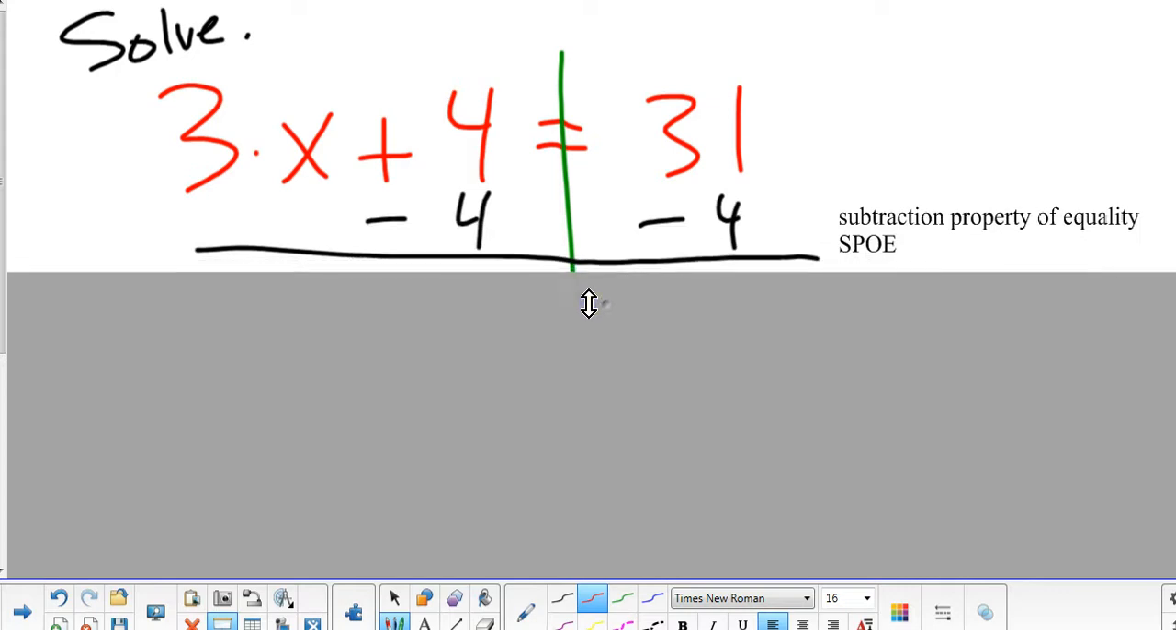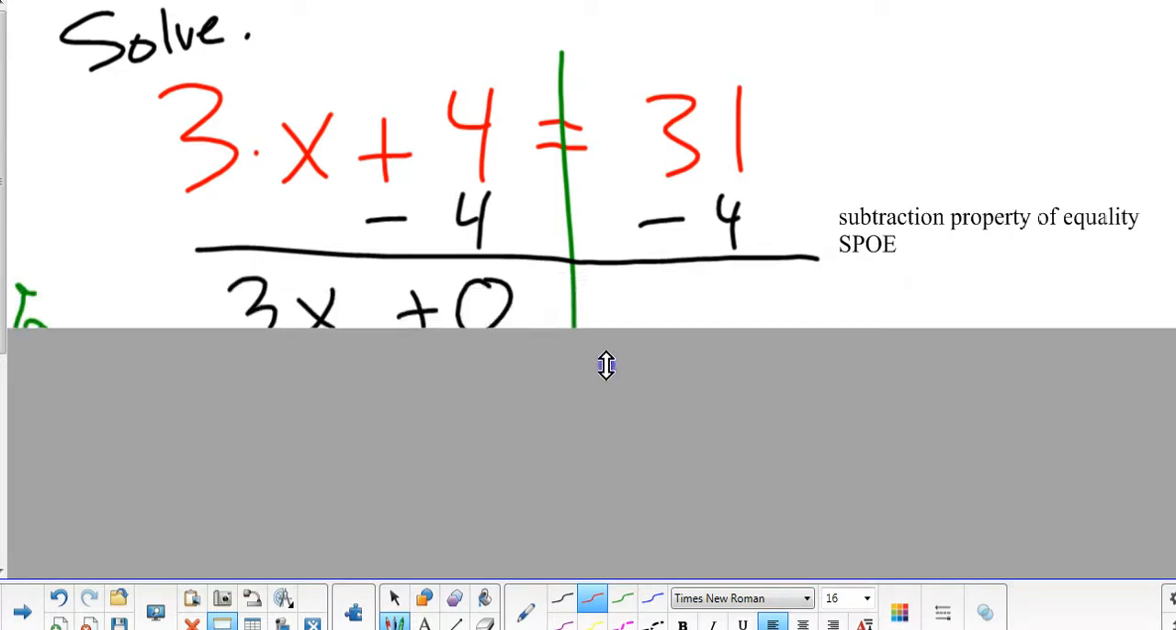Now look over here on the right. That's the subtraction property of equality, or SPOE, for short. It says that if you subtract the same number from both sides, they will still be equal. Subtracting equal numbers from equal expressions, the results will be equal. So in other words, if you subtract 4 from both sides of the equal sign, you're good.